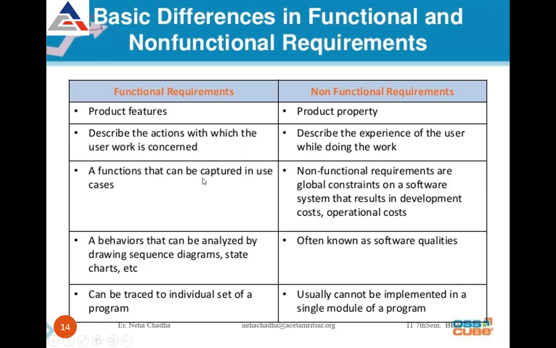In the functional requirement, the function can be captured in use cases. In the non-functional requirement, there is a global constraint on a software system that results in development cost and operation cost, meaning extra facilities that are included and require some extra cost. Then the functional requirement is a behavior that can be analyzed by any sort of diagram, sequence, state chart, UML, use case, prototype. In the non-functional, it offers software qualities. In the functional requirement, it can be traced to an individual set of program. In non-functional, it usually cannot be implemented in a single module of a program.